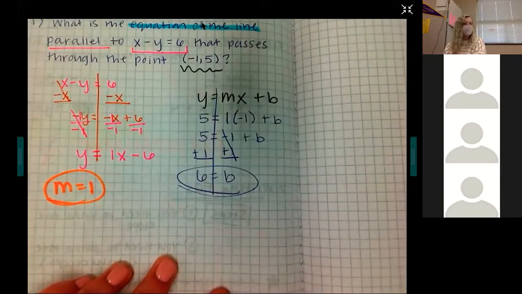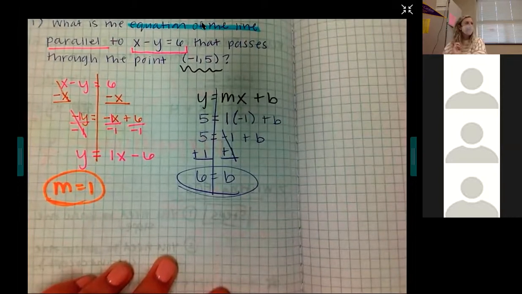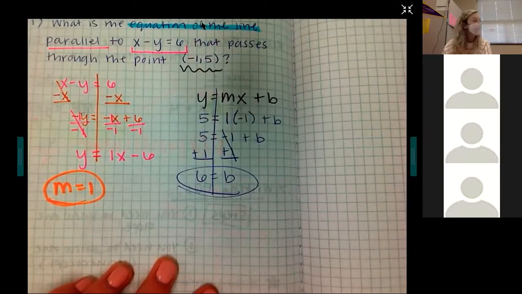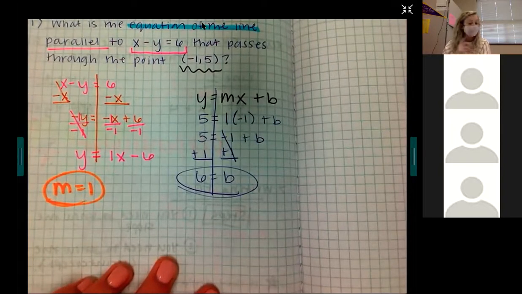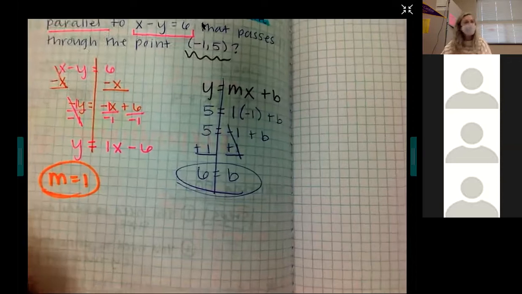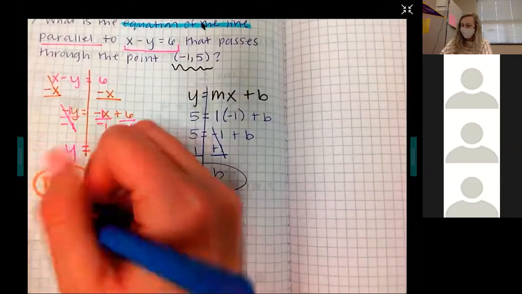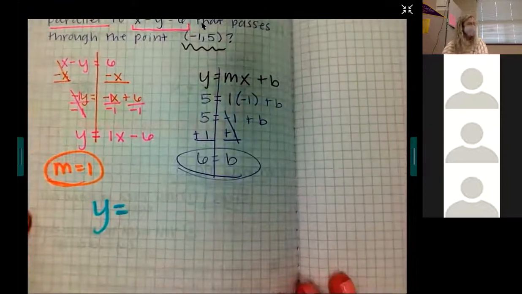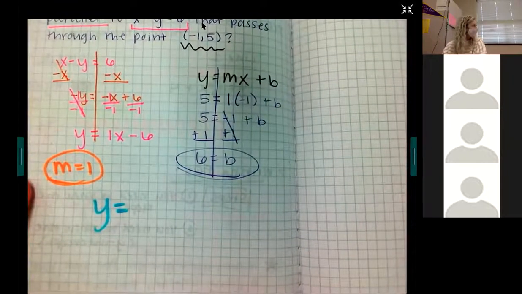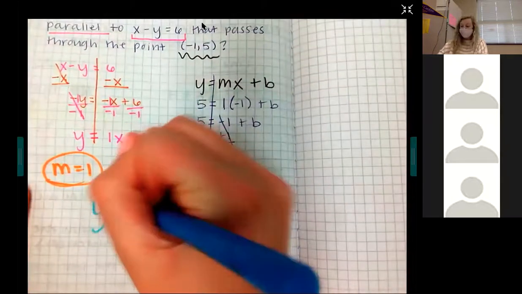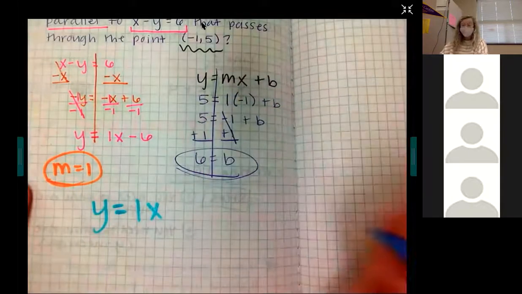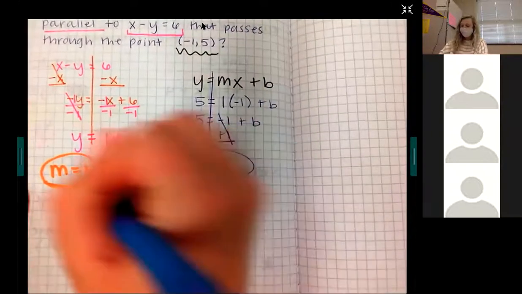I'm going to pause, see if anybody has any questions. Everybody's okay? Y'all are sure? Okay, so check this out. Is everybody ready? Do we know the slope? What's the slope? 1. Do we know the base now? What's the base? 6. So Curtis, what is my equation? Y equals what? If you know the m and the b, y equals what? 1x. Good job. That's your answer.